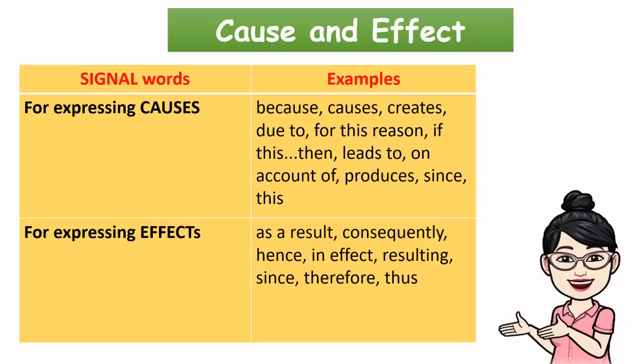Examples of grammatical signals expressing causes: because, causes, creates, due to, for this reason, if this, then, leads to, on account of, produces, since, this. Grammatical signals expressing effects: as a result, consequently, hence, in effect, resulting, since, therefore, thus.